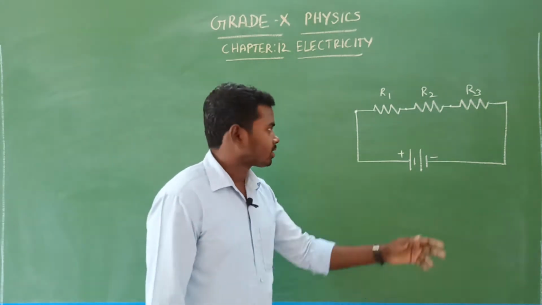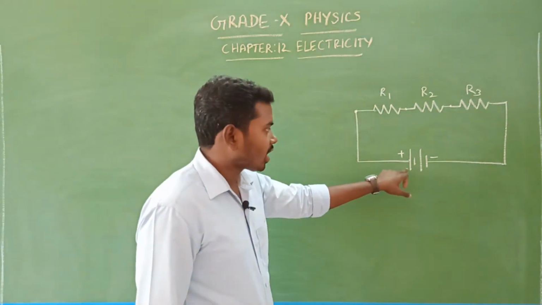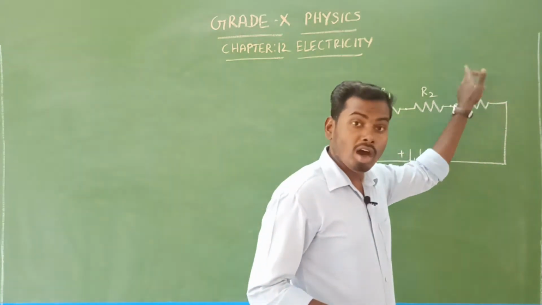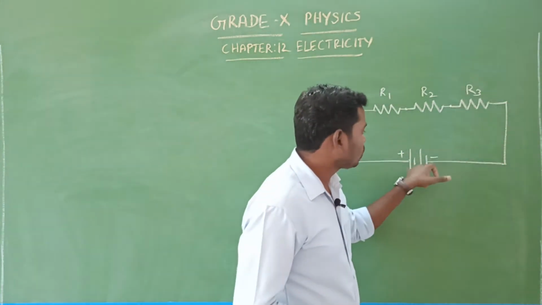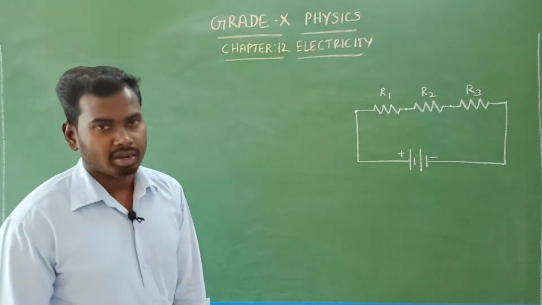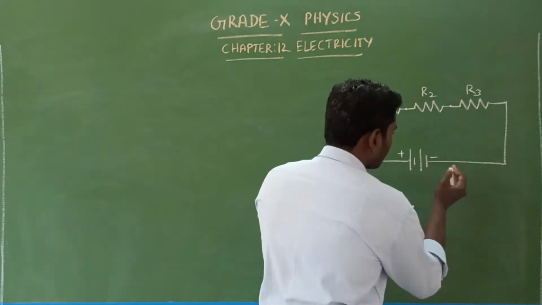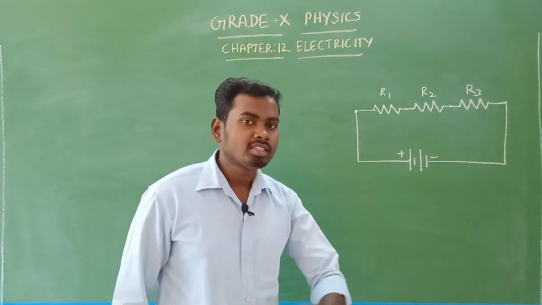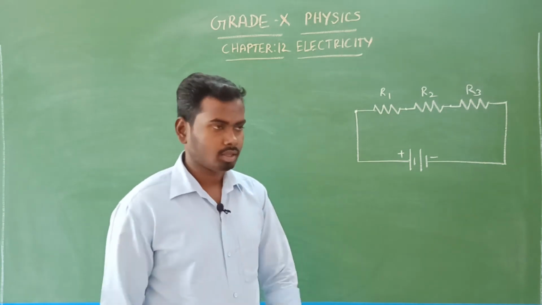Is it clear? Yes. Then one end of the first resistor is connected to the positive terminal of the battery, and the other end of the last resistor is connected to the negative terminal of the battery. So this circuit, this design, is for only resistors in series. That's all.